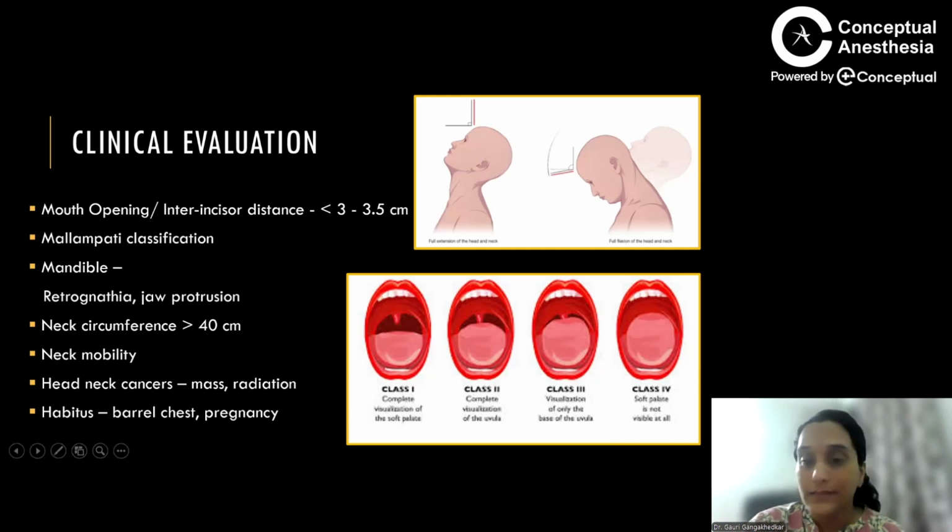We're going to do a Mallampati classification, which is given on your right, which is something that you do day in, day out. Mallampati class 3 and 4, you're going to predict difficulty. Then you're going to look at their mandible. If they have retrognathia, that's a very small mandible, less than 9 centimeters in size as an entirety from the tragus, you're going to say it's small.